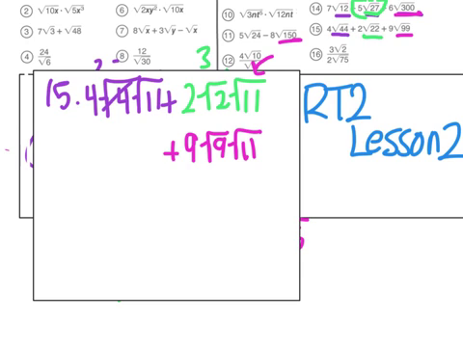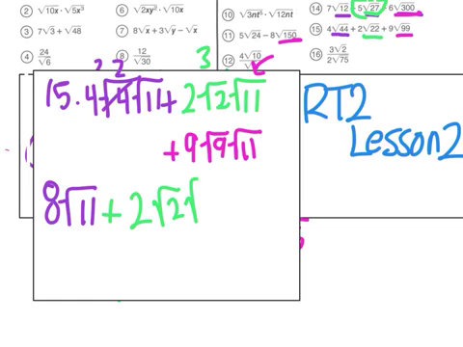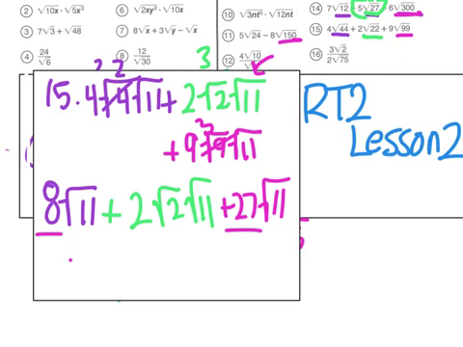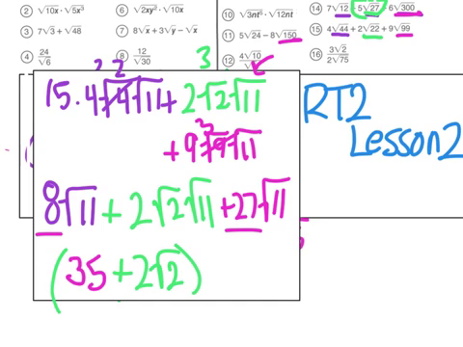So the first term becomes 8 square root of 11. The next term becomes 2 square root 2 times square root of 11. And the last term becomes 27 square root of 11. Two of these terms can be added to look like this. 8 plus 27 is 35. I have this 2 square root of 11, or 2 square root 2, that I can put like this, and multiply all of that by the square root of 11.